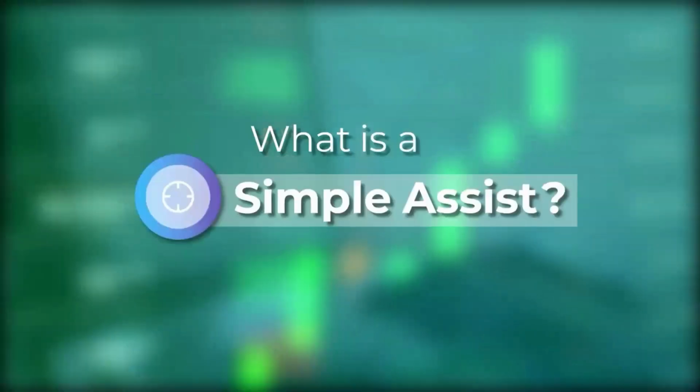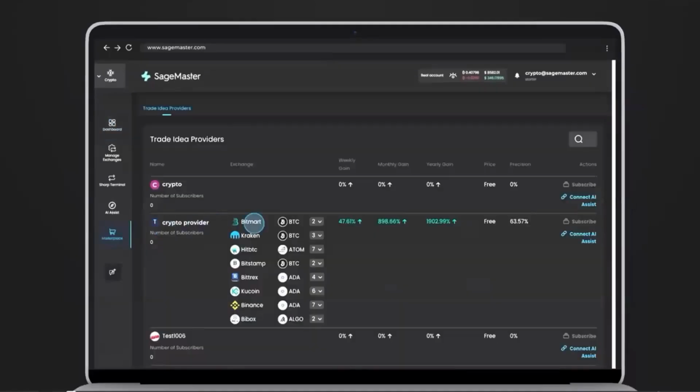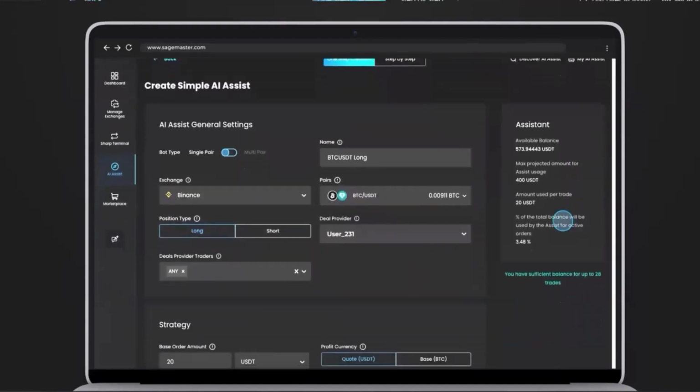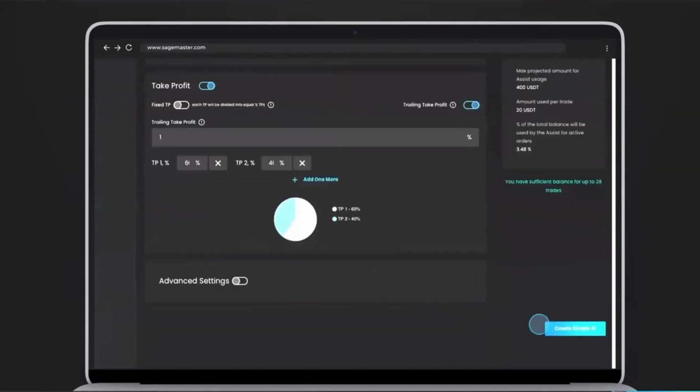What is a simple assist? If you want to follow other professional traders, you can subscribe to them directly via Sage Marketplace of providers. Connect your simple assist, set your favorite providers, and that's it.